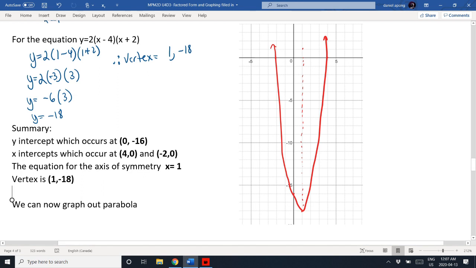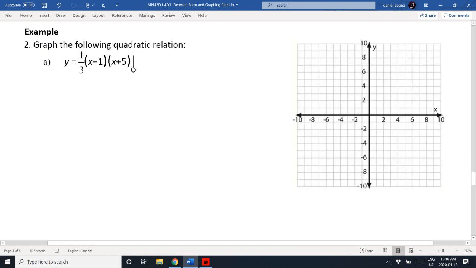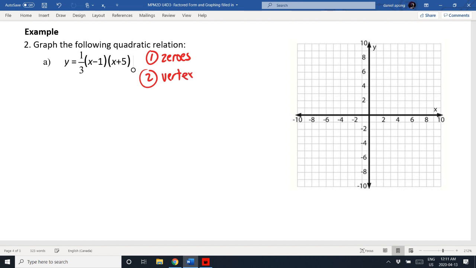Let's try another example. Let's graph the following quadratic relation: y equals 1/3 (x minus 1)(x plus 5). We just need to find 3 key pieces of information that will help us find all the different features. First, we need to find our x-intercepts or zeros. Second, we need to find our vertex, and this will help us find our axis of symmetry as well.